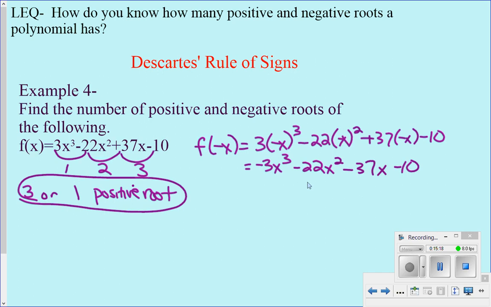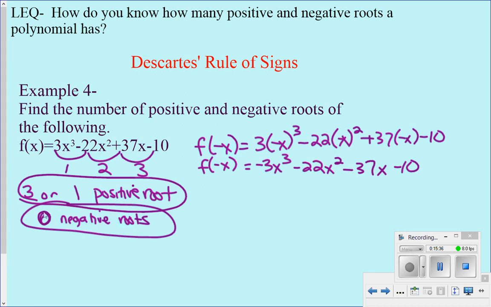So negative to negative to negative to negative, there are 0 sign changes. 0 sign changes for f of negative x means that there are 0 negative roots. That you will find as we do more of these problems and as we actually continue on and do the graph, that's very helpful information right there. If we know that there are 0 negative roots, think about it.